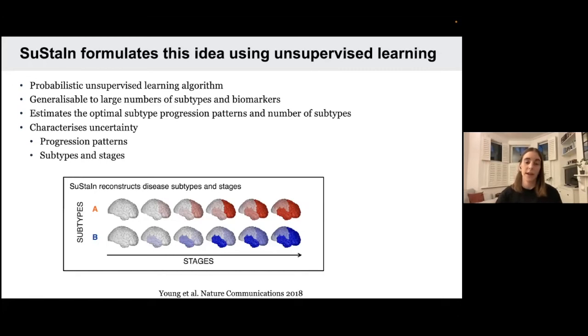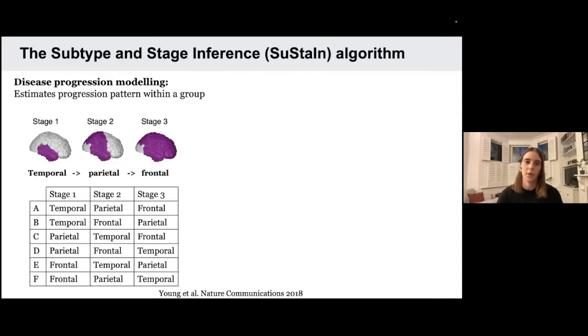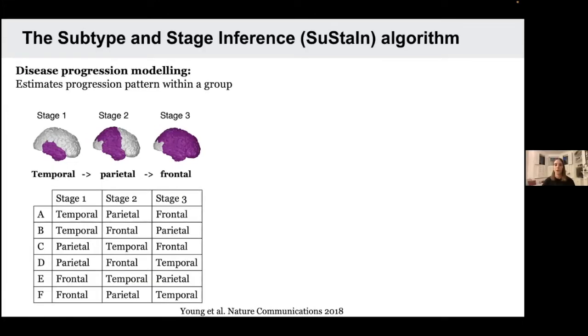So SuStaIn enables us to estimate the optimal subtype progression patterns and also the number of subtypes that best describe our data set. It also characterizes the uncertainty in the progression patterns, as well as the uncertainty in the subtypes and the stages of individuals. And to do this, as I've mentioned, the SuStaIn algorithm uses two different ideas in combination. So the first is disease progression modeling, which is used to estimate the progression pattern within a subtype. And this progression could be described using any of the disease progression models that I've described earlier, and which one you would want to use would depend on the type of data that you were working with.